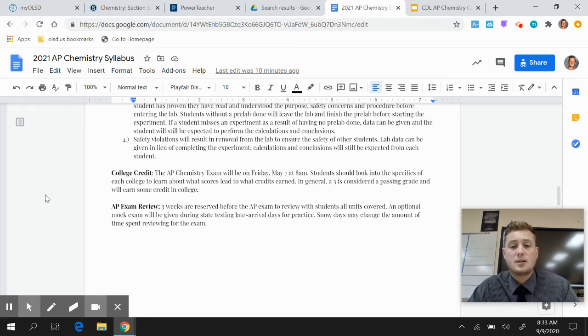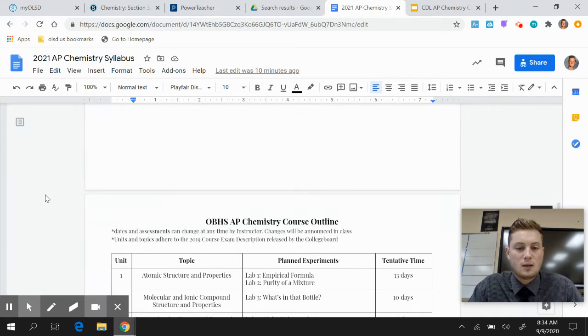In general, a 3 is considered a passing grade and will earn some college credit. And I have a little matrix that explains how all that works. And then with 3 weeks left in the course, so probably around when we get back from spring break, that's reserved just for review. So we'll work through all of the units. There are 9 units. And then after spring break, we'll start reviewing for the test. We'll take the test and everyone's going to do just great.